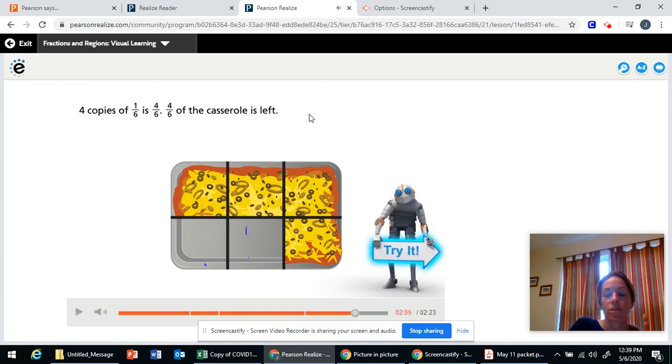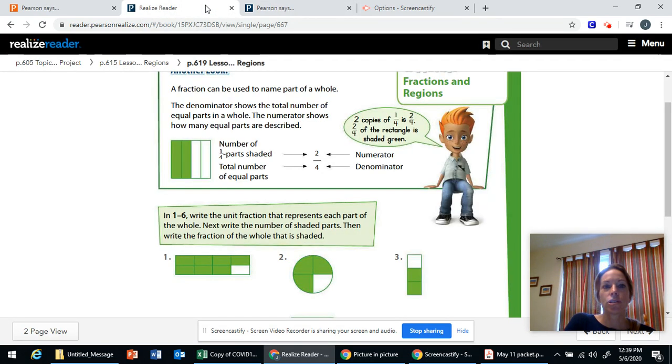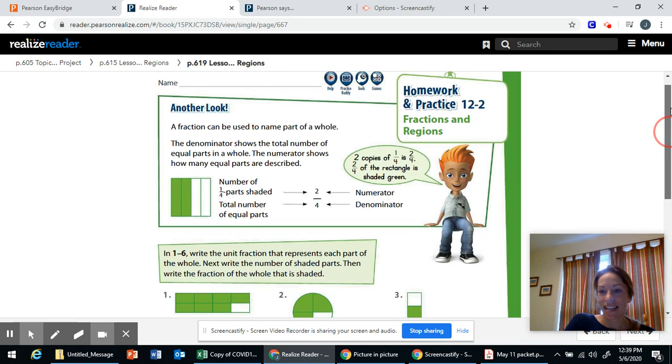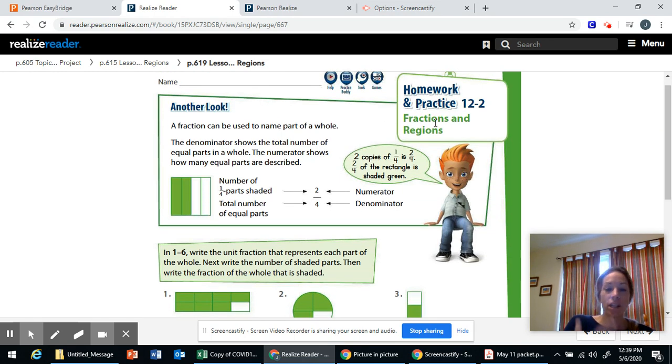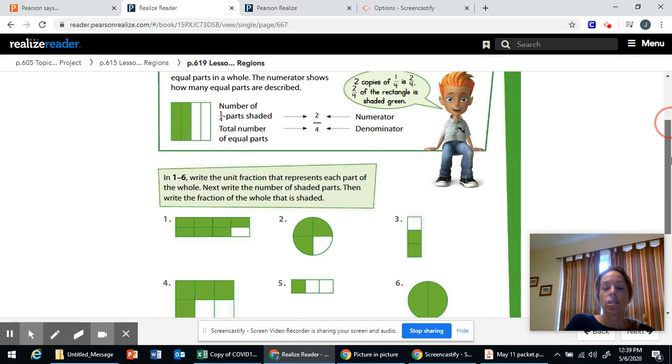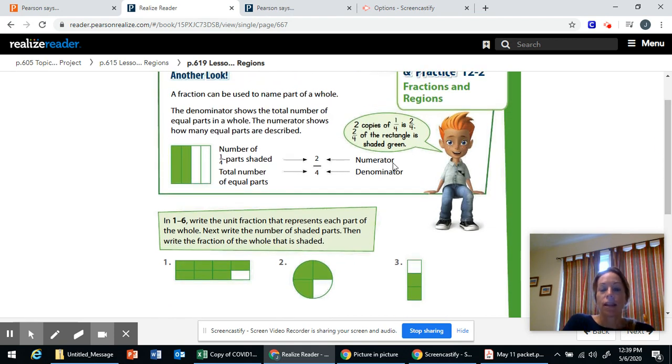Okay, boys and girls. So now that we have some review under our belts from what we learned during the school year, I am now going to show you what your page looks like. So you are now taking what you just learned in the video, what you remember from the school year, to complete 12-2. That looks like this. So just like we learned in the video, one of the parts is our unit fraction. Our numerator is going to represent more than one of those copies, or sometimes it is just one copy.